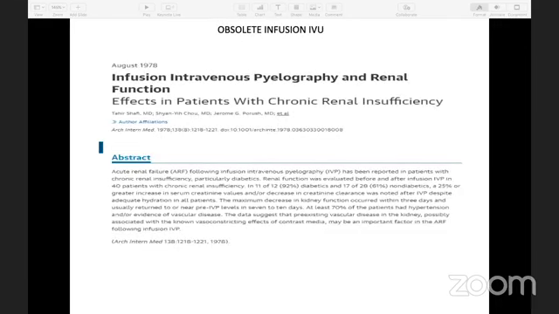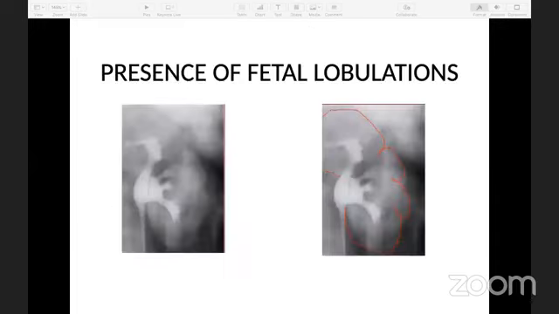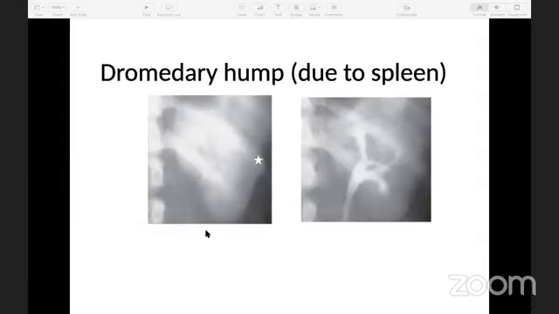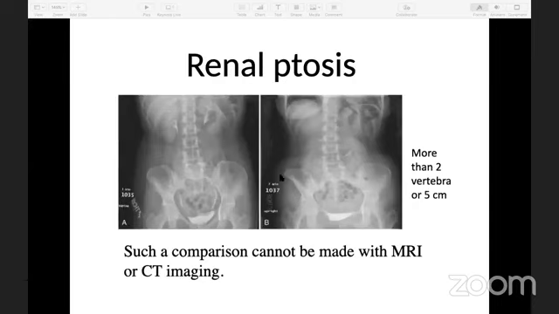Infusion pyelogram is obsolete and no more considered nowadays. This film shows persistence of fetal lobulations in adulthood. This shows a dromedary hump in the left kidney due to pressure effect of the spleen. IVU is the investigation of choice in a patient suspected to have nephroptosis.